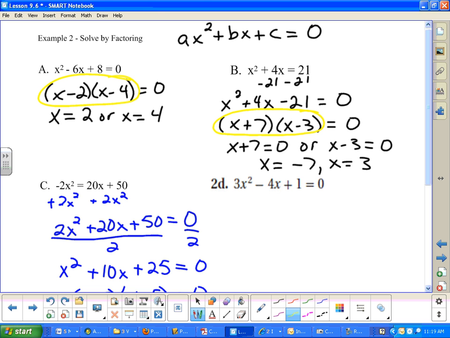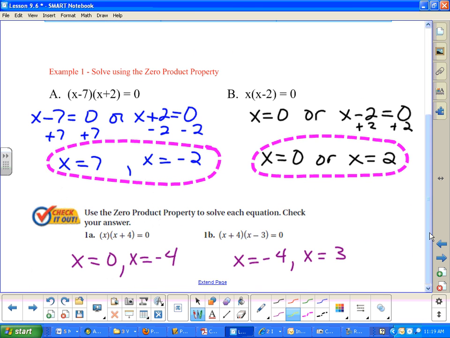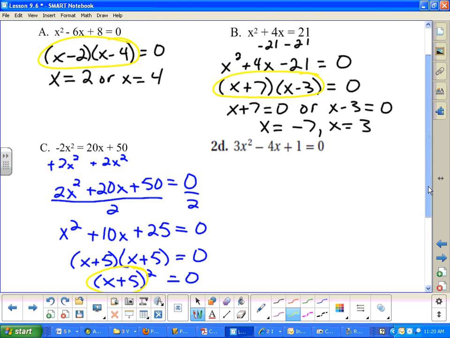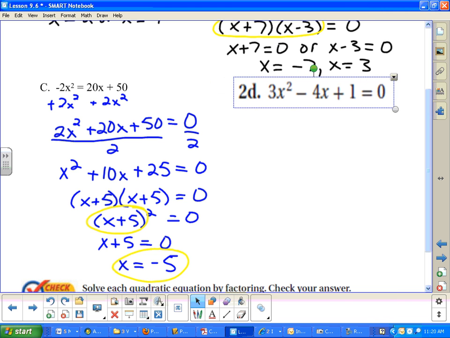How many of you saw that already? Good. Hopefully you do. And that even happened over here, that we had our factors of x minus 7 and x plus 2 gave us positive 7 and negative 2 for our zeros. Factors here of x and x minus 2 gave me 0 and positive 2. Now, when we look at letter D, that changes, and we'll see why.